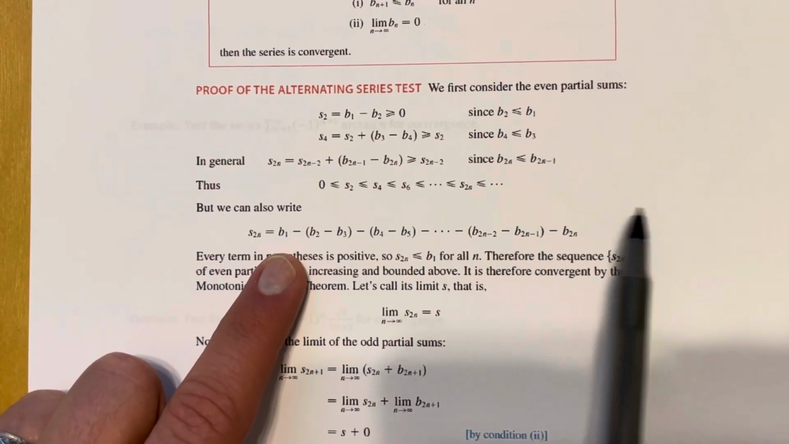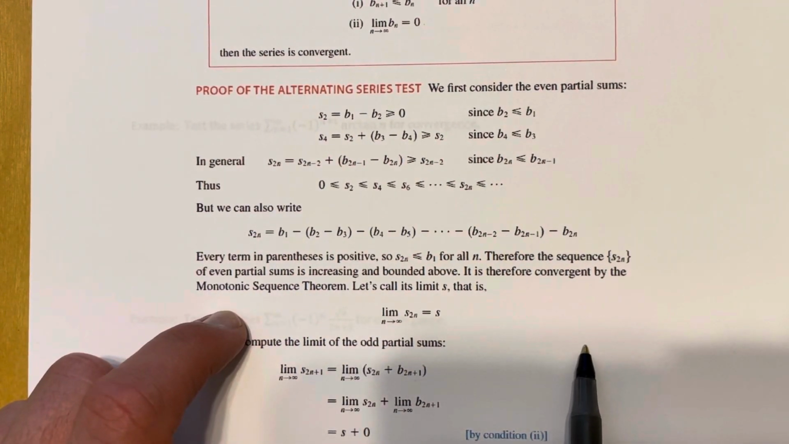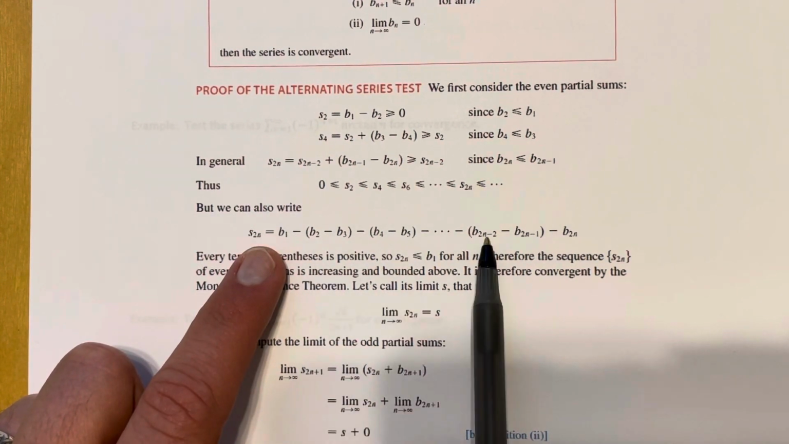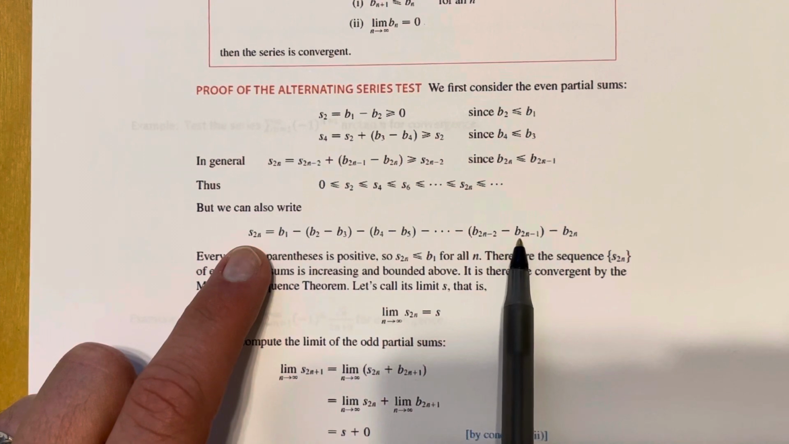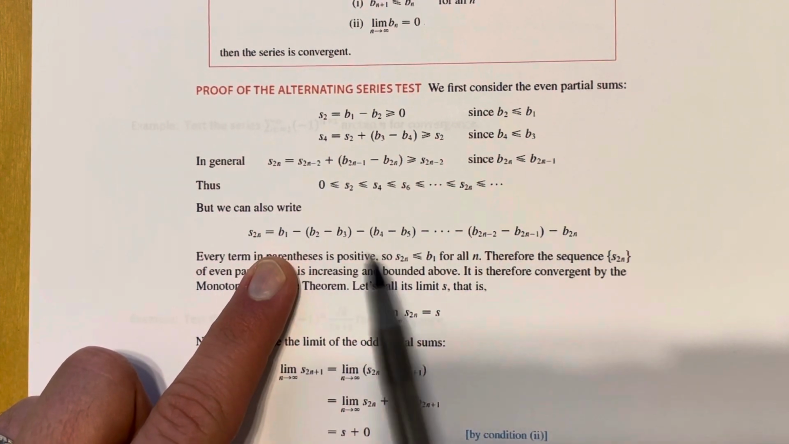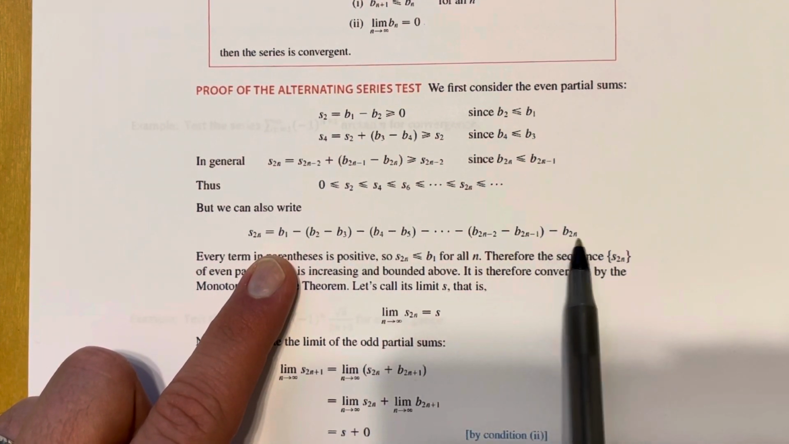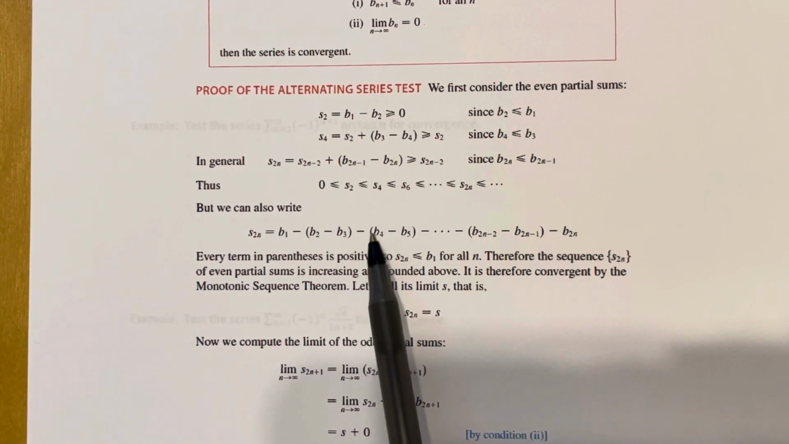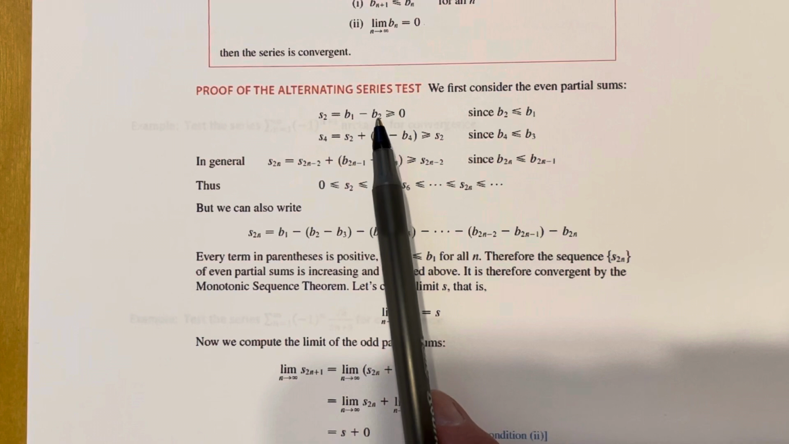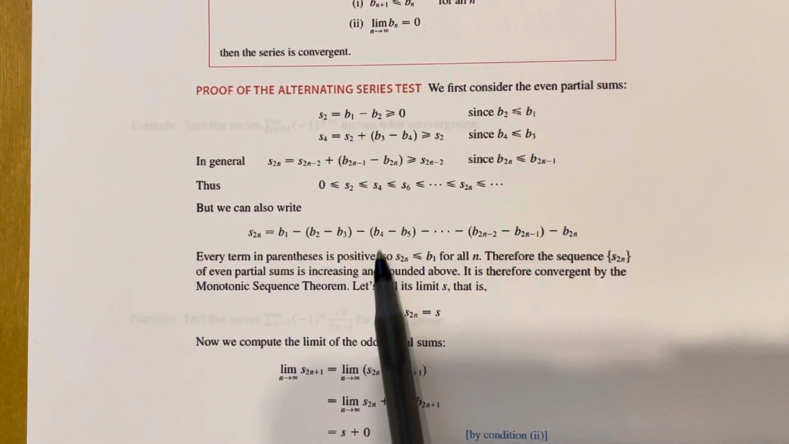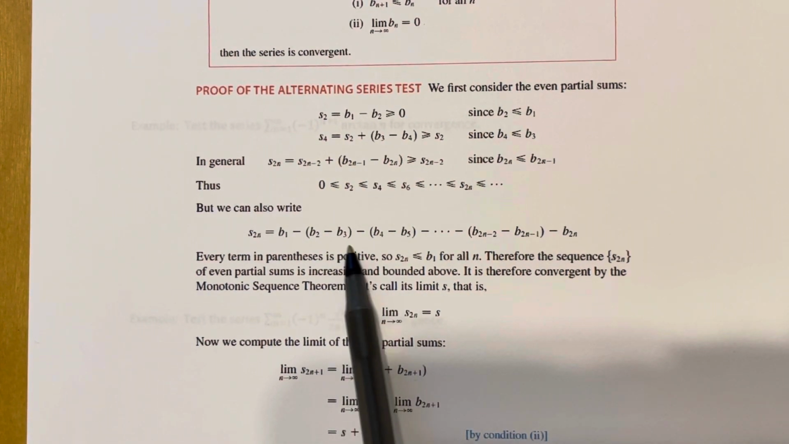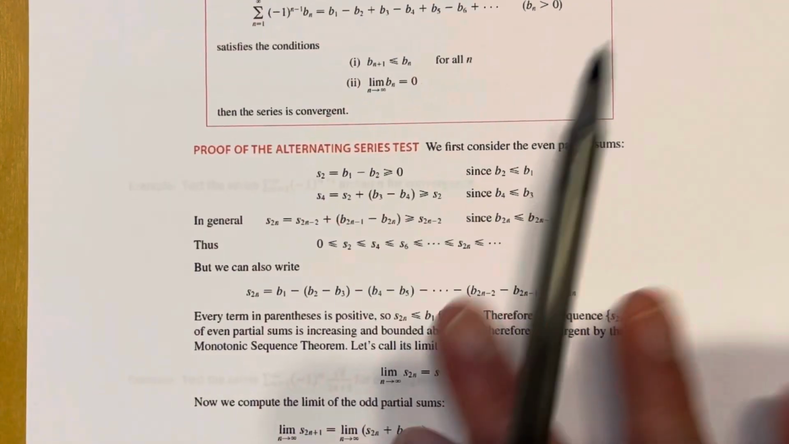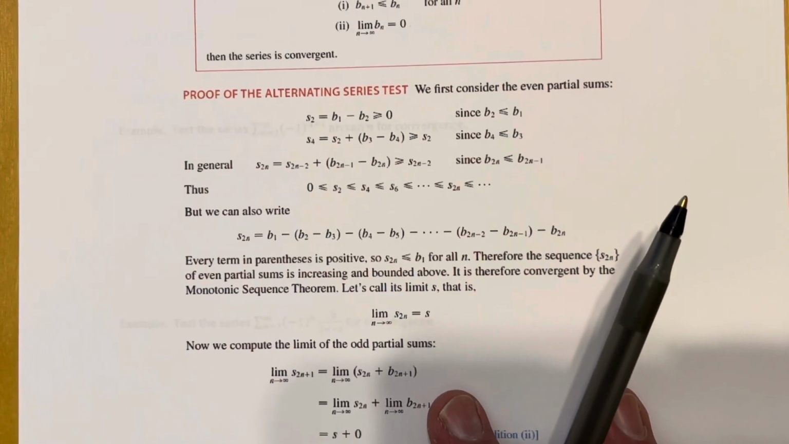Now, because this is an even partial sum, there should be an even number of terms. I've left one of them out. So if I include that one and all of these pairs, I would have an odd number of terms. To get the even number I'm expecting, I'm going to have that last term out here, minus B2n. As before, all of these grouped up terms are going to be non-negative, and that's again because of this first condition right here.